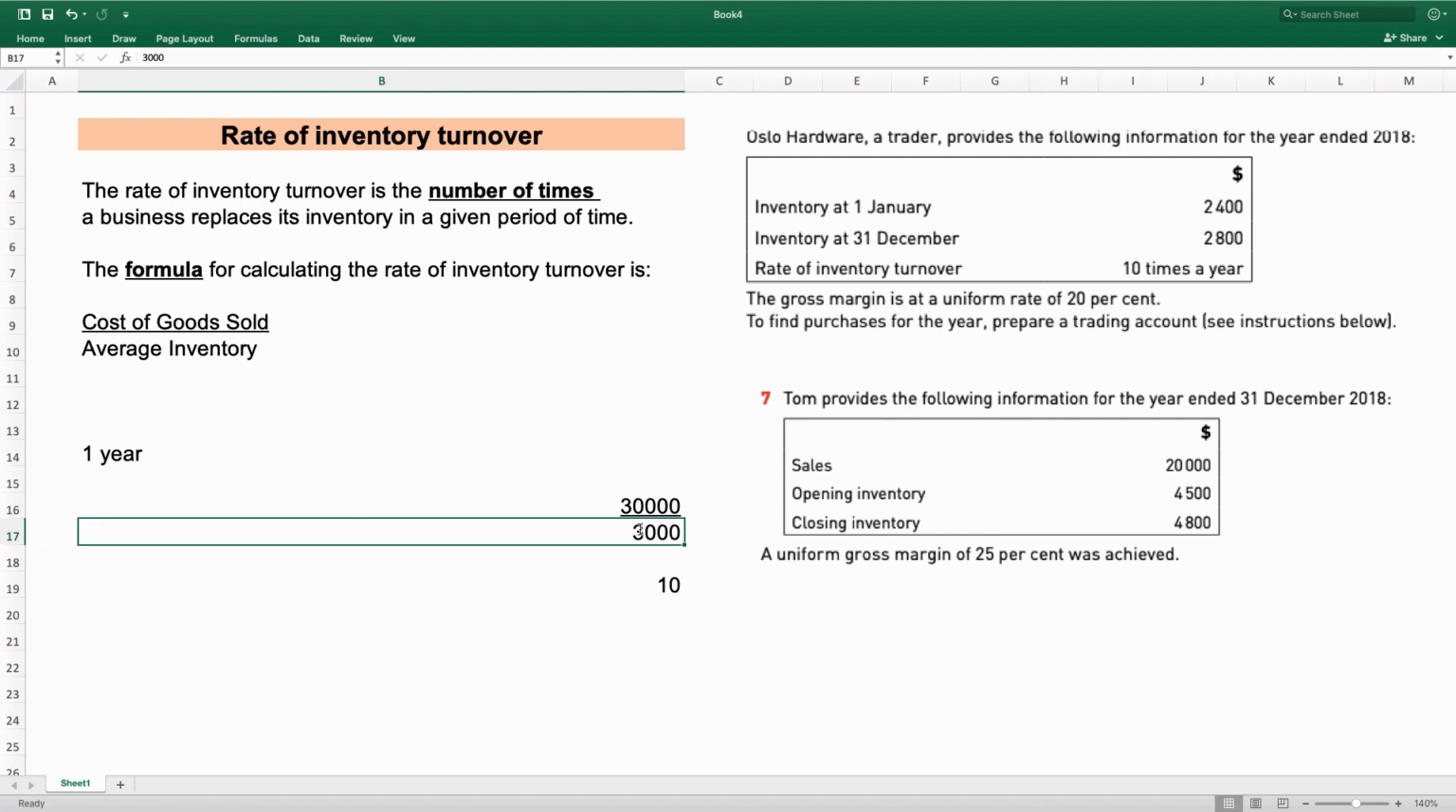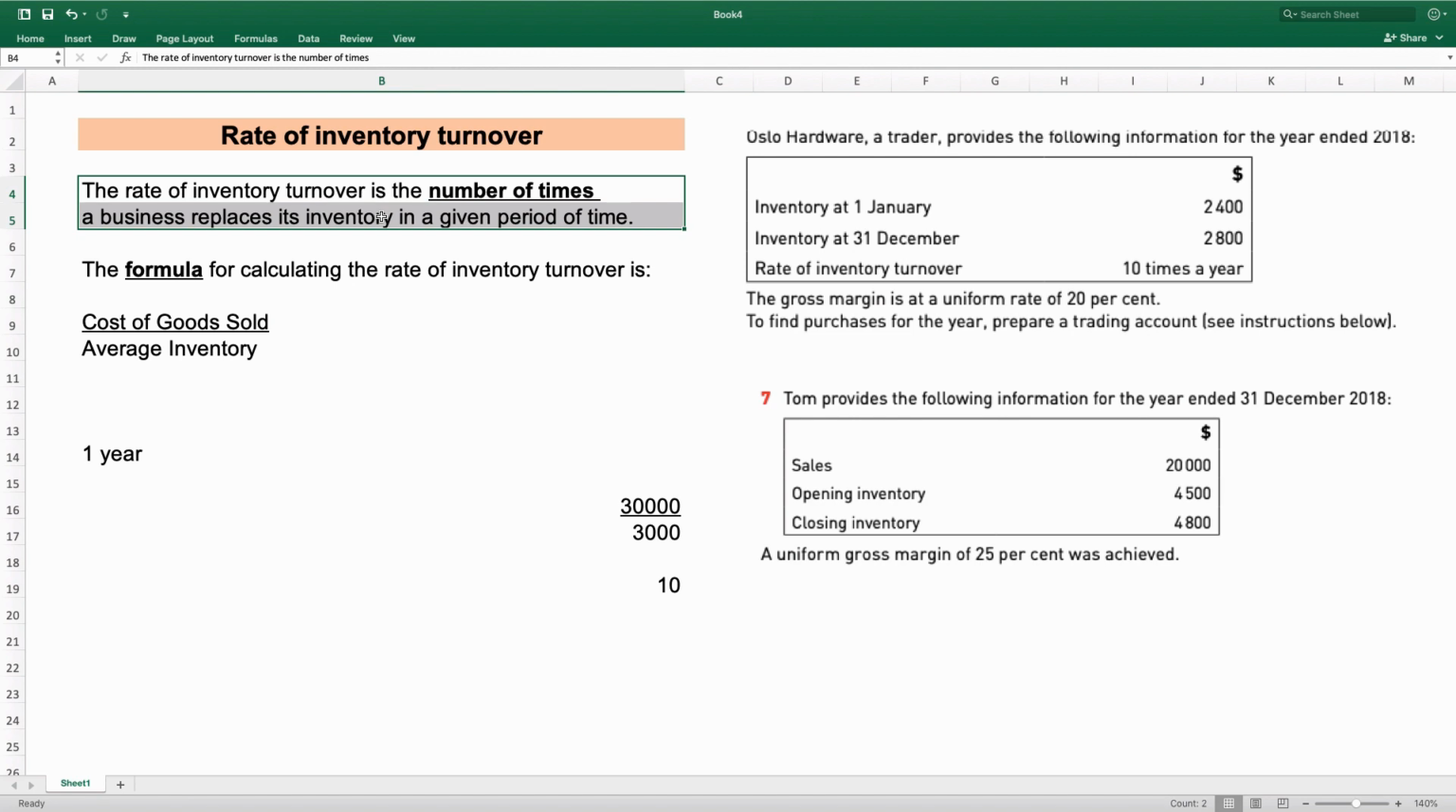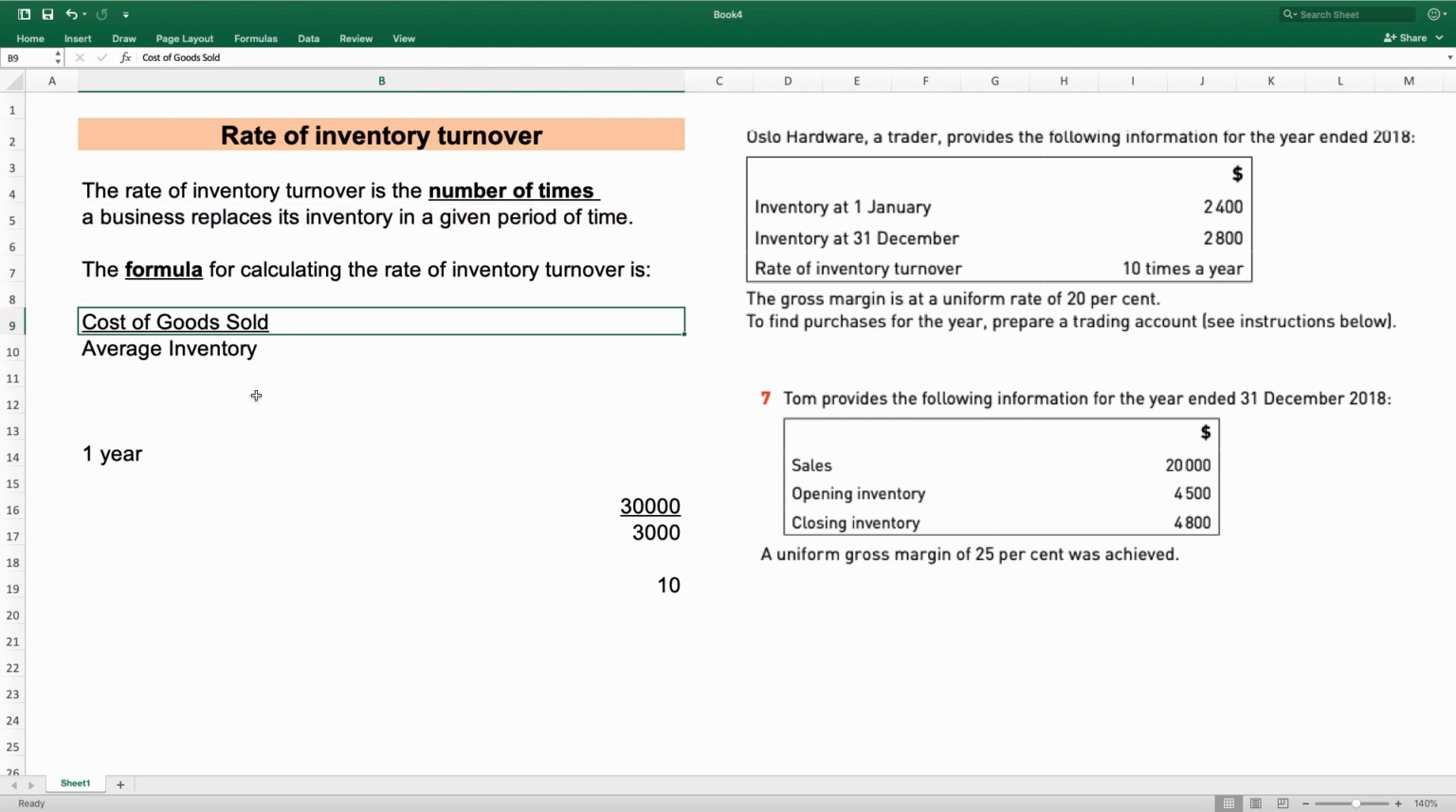So this 3000, definitely I will be selling in how many months? Probably 1 month. After 1 month I will go to the market again, I will buy new inventory, right? So how many times I need to go to the market in this example? 10 times. So that is called rate of inventory turnover. I hope understood. And what is the formula to calculate that rate of inventory turnover? So write down that formula also.